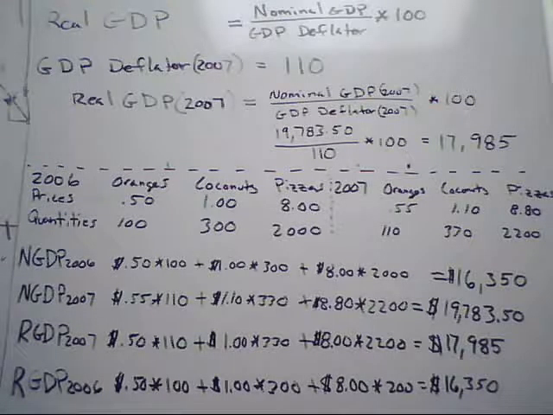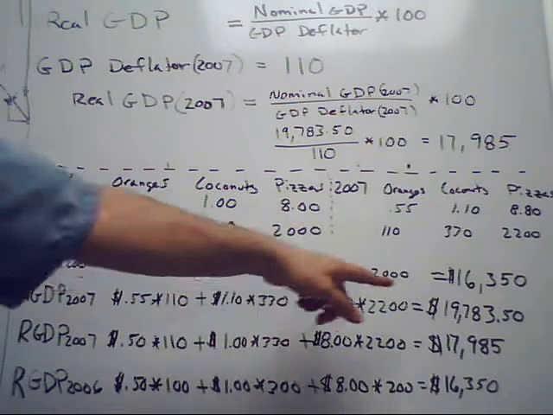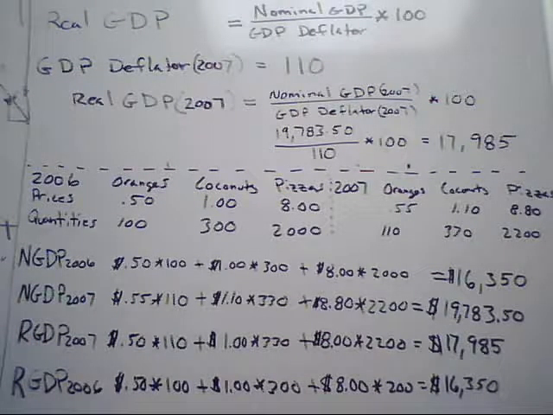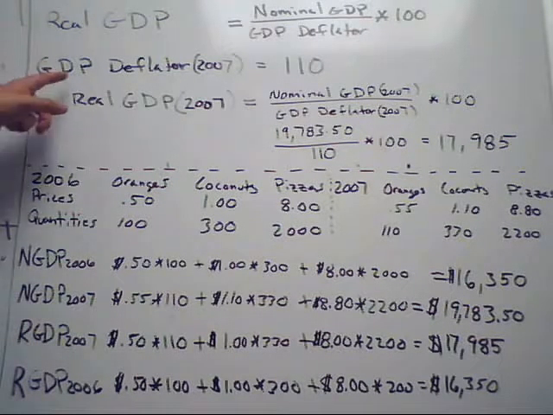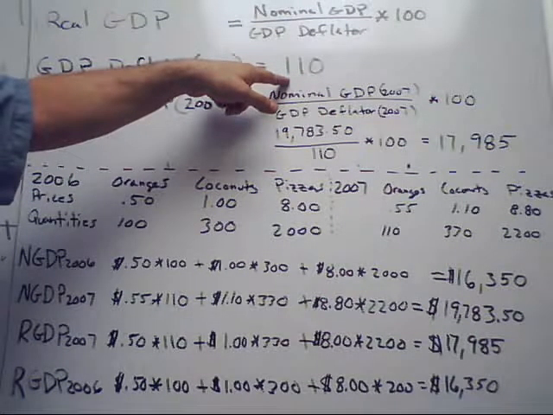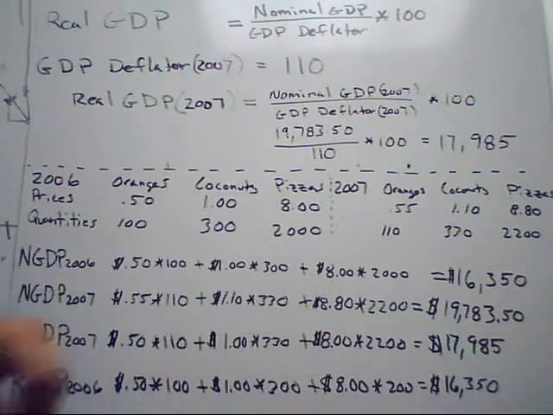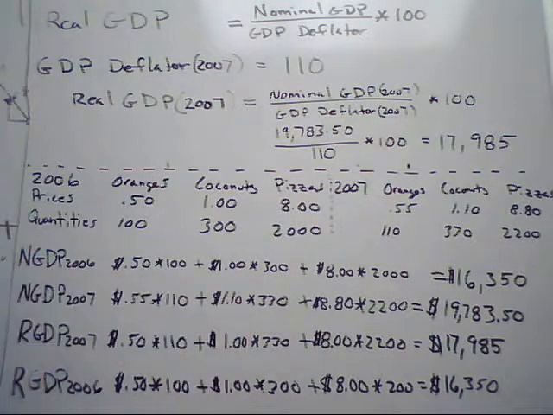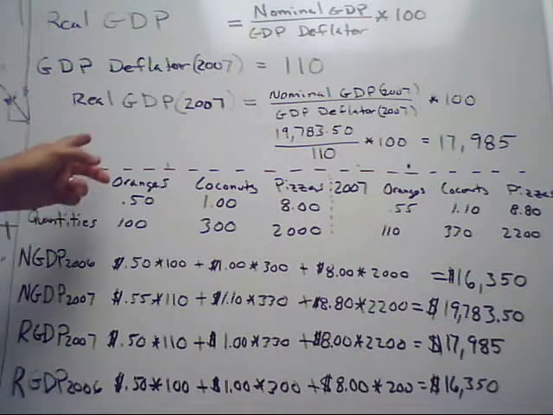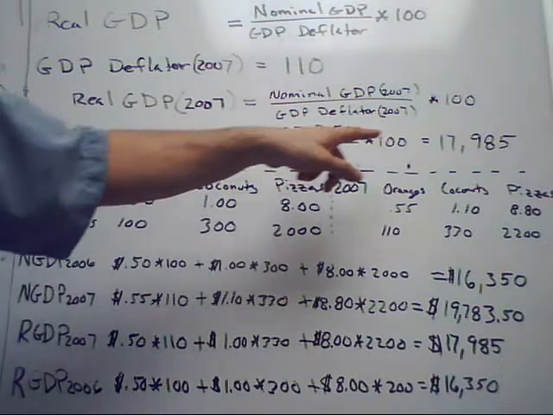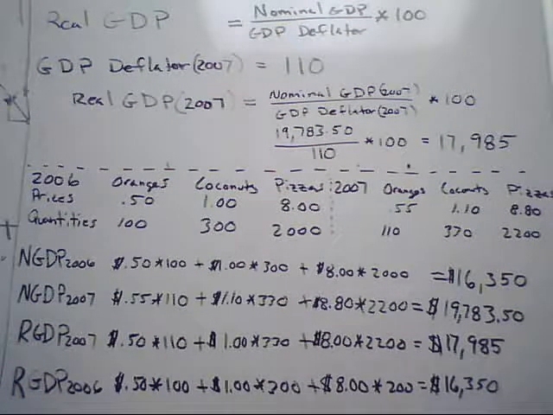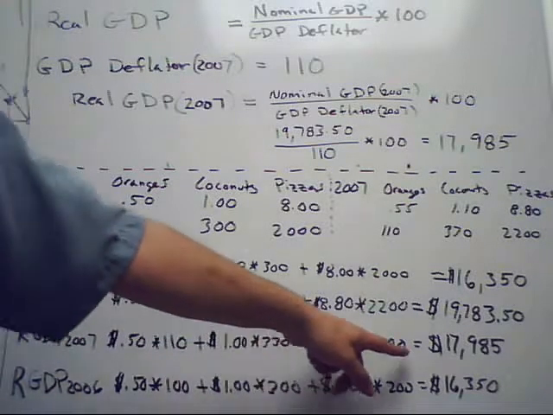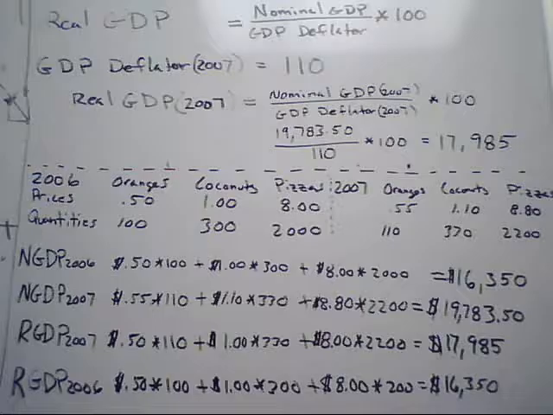So I go back and I find nominal GDP in 2007 was 19,783.50. My GDP deflator is given, we did that in the step previously, is 110, so I'm going to divide by 110, and I'm going to multiply that by 100. When I do that calculation, what I get back is real GDP in 2007 as 17,985. And this should correspond with real GDP in 2007. So I come down here and I see the way we calculated it using base year prices, that is exactly what we get, 17,985. So the results check.